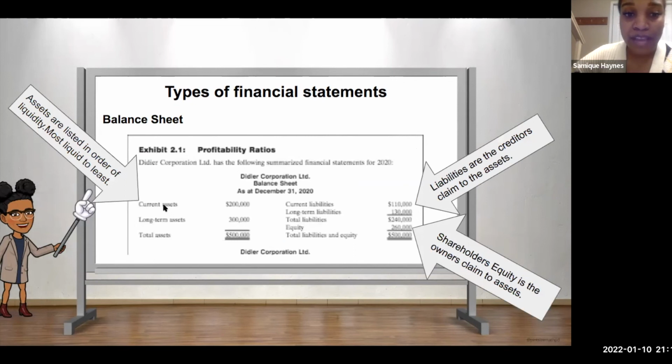So if we see here, we have current assets, long-term assets is equal to our total assets. I've already explained the difference between the current and long-term assets. And then we have our current liabilities. Long-term liabilities gives you total liabilities, plus equity is going to give us total liabilities and equity. And you see, this is the accounting equation. Assets is equal to liabilities plus equity. Right there. That's what the balance sheet does.